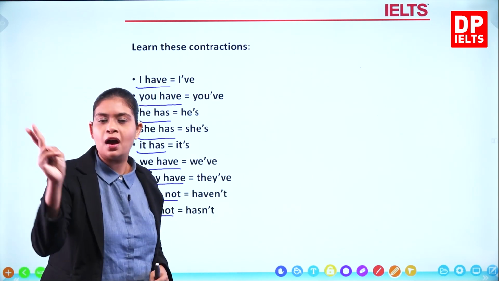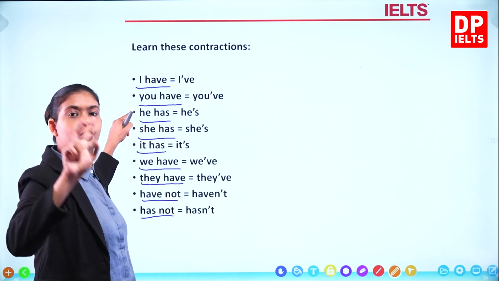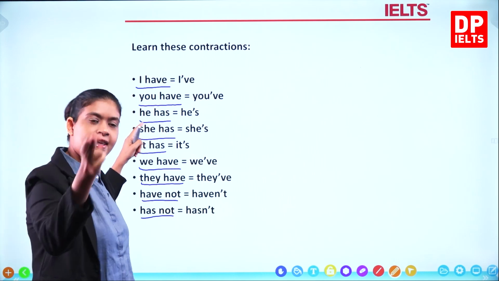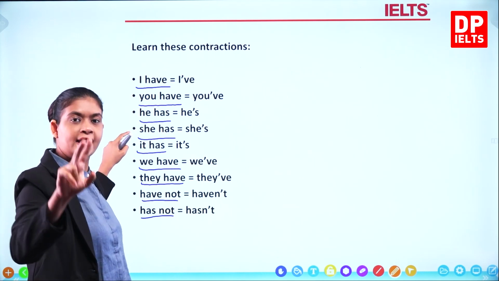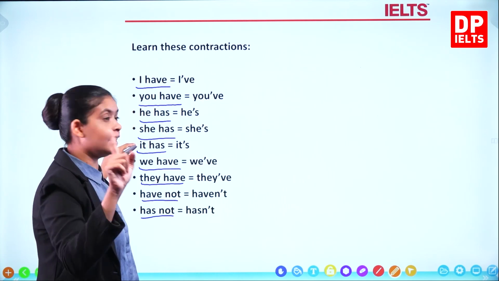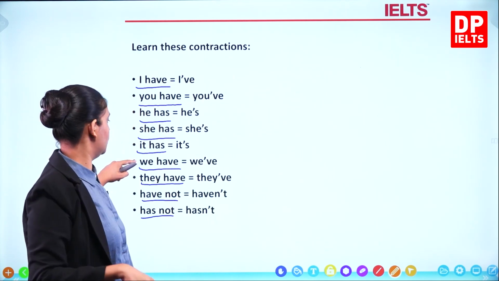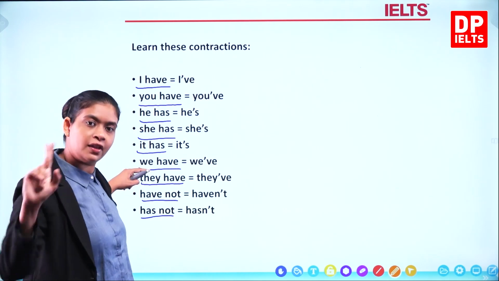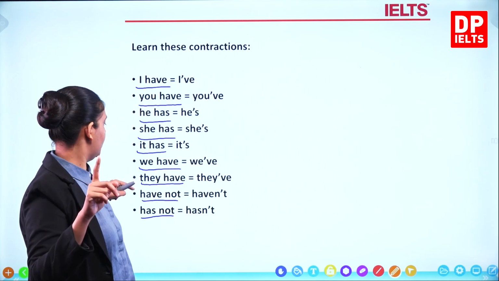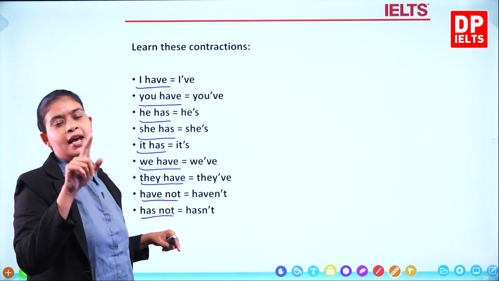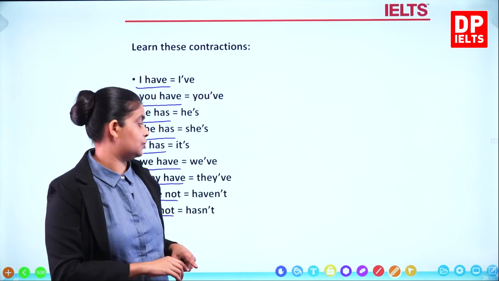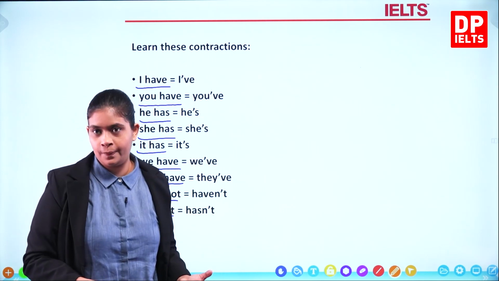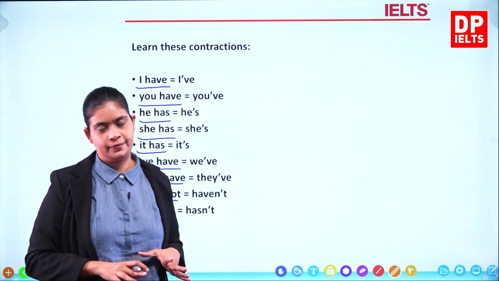I have, I've. You have, you've. He has, he's. She has, she's. It has, it's. We have, we've. They have, they've. Have not, haven't. Has not, hasn't. So haven't and hasn't is the negative form of has and have.